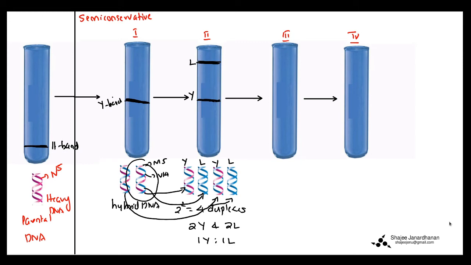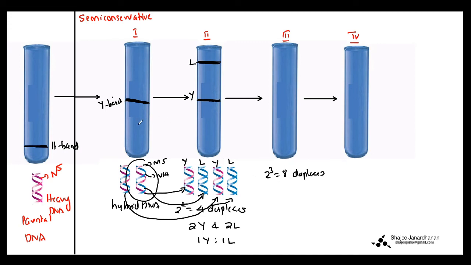Now coming to the third generation, you have 2 raised to 3, 8 daughter duplexes, which will be obtained from the daughter duplexes of the second generation. It is now easy to calculate from the two hybrid duplexes in the second generation. How many daughter duplexes can you get? 4. And what are the 4 daughter duplexes?